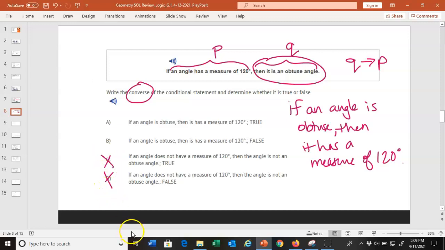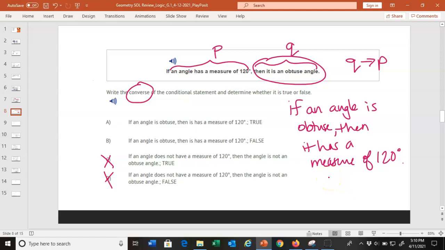So now we just need to decide, is the statement true or false? So if an angle is obtuse, so it's an obtuse angle, that's the hypothesis. That's what we're saying. Okay, this is what we have. It's saying, well, then it has a measure of 120 degrees. Is that always true?